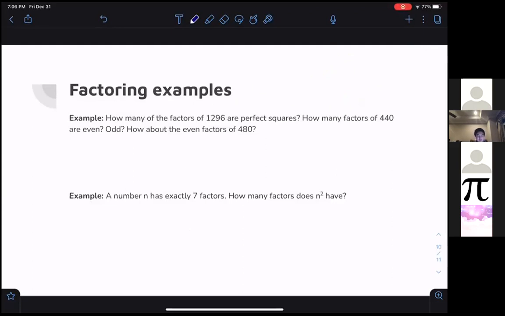So how many factors of 1296 are perfect squares, and how many factors of 440 are even, how many are odd? How about the factors of 480? And another example: a number n has exactly 7 factors. How many factors does n squared have? All right, now I'll let you loose on these problems, and I'll give you a little bit to do it.